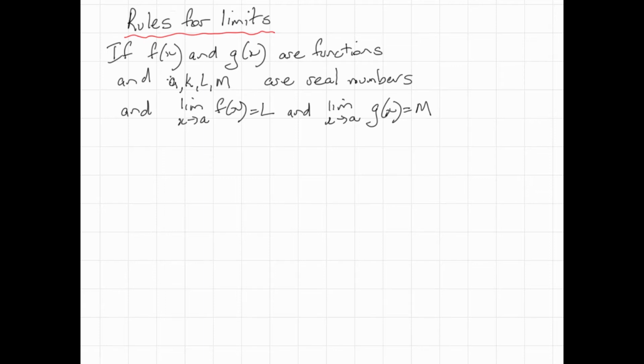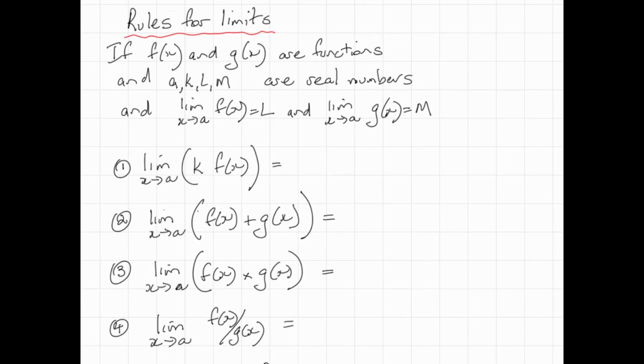So if we've got two functions, f of x and g of x, and a, k, L and m are real numbers, and these two limits exist, so we've got the limit as x approaches a of f of x is equal to L, and the limit as x approaches a of another function g of x equals m, then we have a number of rules that we need to keep in mind.